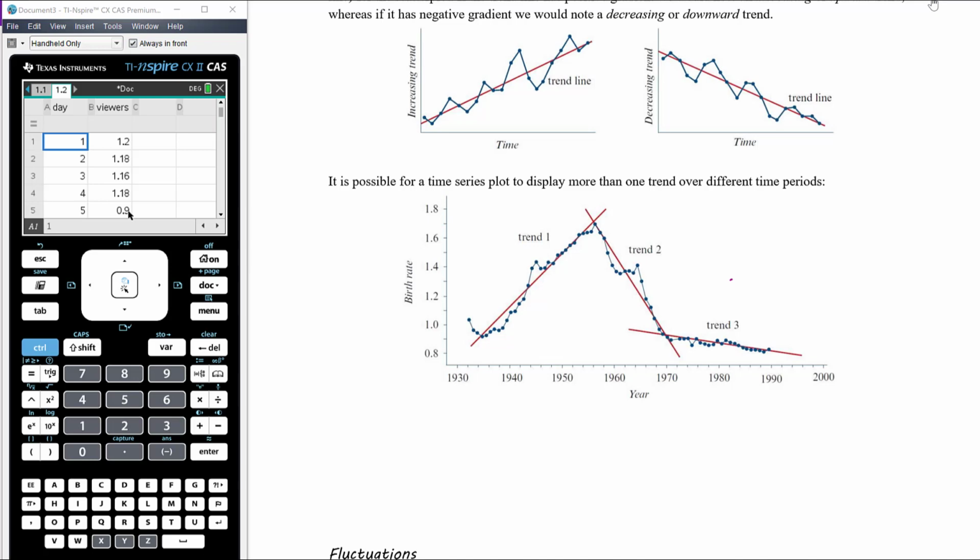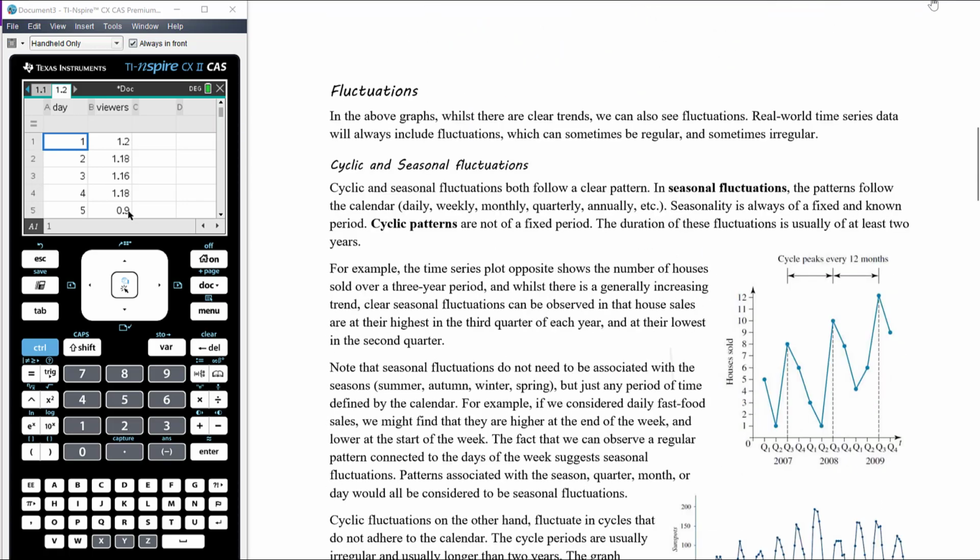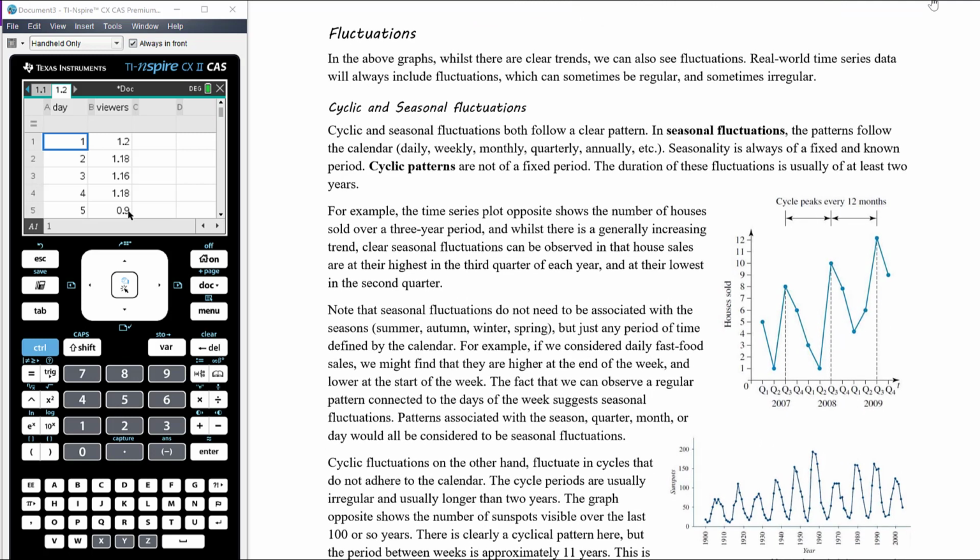Okay, so the first thing we're looking for in our time series plot is trend. Is it going up over time, down over time, or is there no clear trend? Then we're looking at fluctuations, and there's a number of different fluctuations we might see. Now, generally speaking, in a time series plot, there is always going to be fluctuations, okay? Whether those fluctuations are regular or irregular is one of the things we want to try and look for.